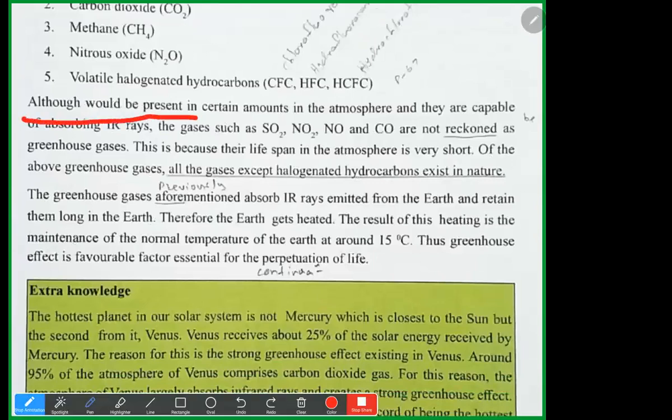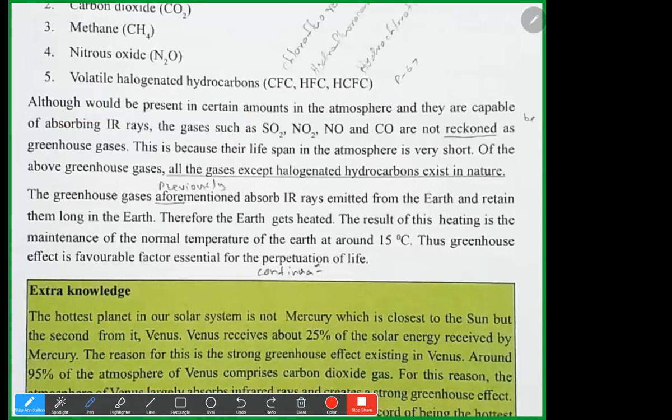Although gases such as SO2, NO2, NO, and CO would be present in certain amounts in the atmosphere, and they are capable of absorbing IR rays, these gases are not reckoned as greenhouse gases. This is because their lifespan in the atmosphere is very short. So these are not greenhouse gases, remember separately.